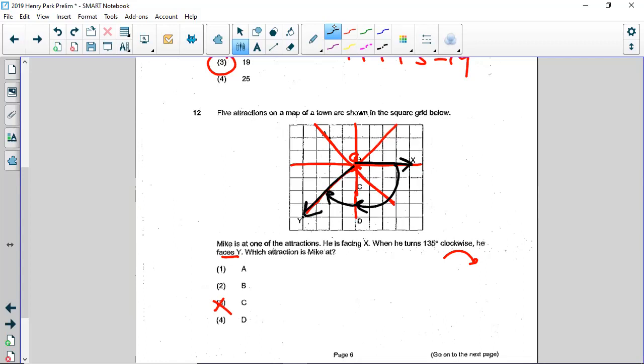So which attraction is he at? He must be at letter B, right? So the answer is number 2. He is at position B. So how do you do this? You have to put the compass in the middle and then you turn. If it's wrong, then try a different place. Okay? All right, question 13.